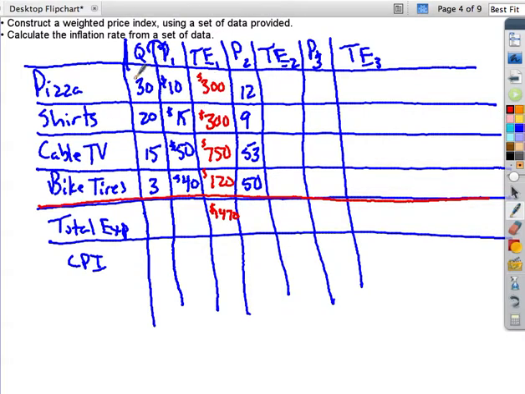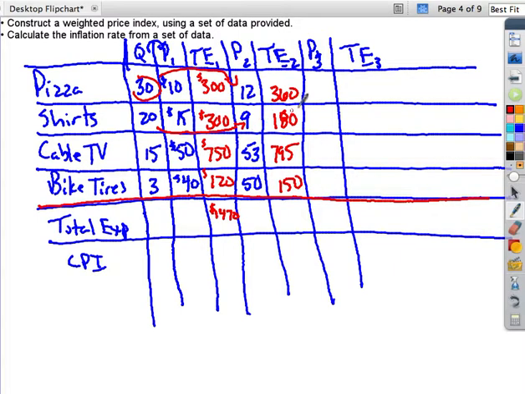All right, so now we're going to take this 30 times 12, and that's going to give us 360. Then the 20 times $9, that's going to give us 180. Then we're going to look at cable television. So 15 times 53, which is $795. And then 3 times 50, and that's 150. All right.